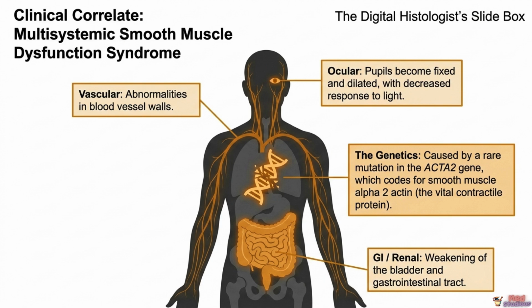Visually, we see ocular issues where the pupils become fixed and dilated, exhibiting a decreased response to light due to ciliary muscle failure. Internally, there are severe vascular abnormalities because the smooth muscle lining the blood vessel walls cannot properly maintain tone. Finally, patients suffer from gastrointestinal and renal complications due to a dangerous weakening of the bladder and the entire GI tract. This syndrome is a powerful reminder that while smooth muscle works silently, its health is absolutely fundamental to human survival.